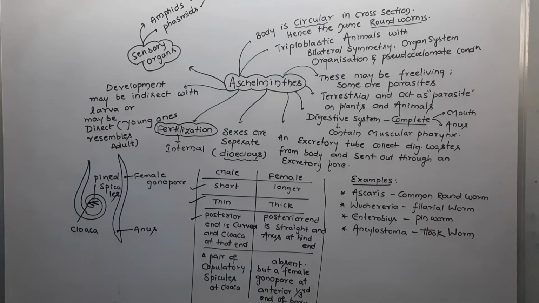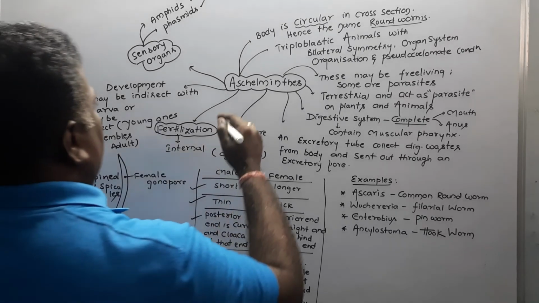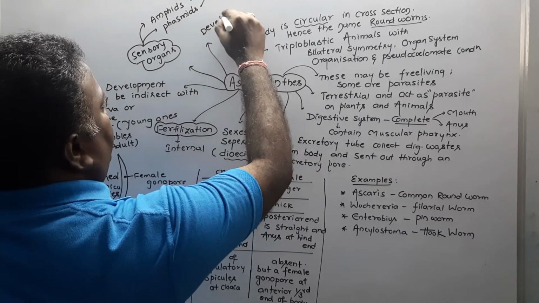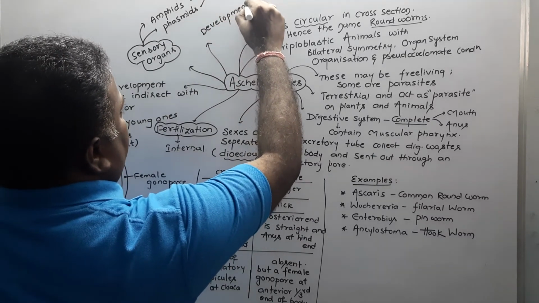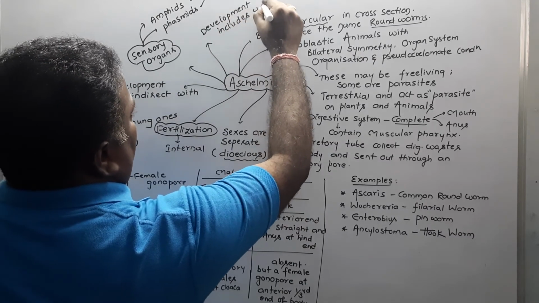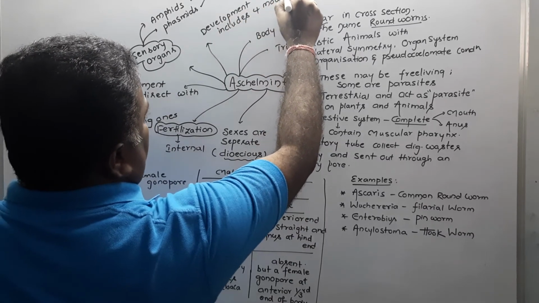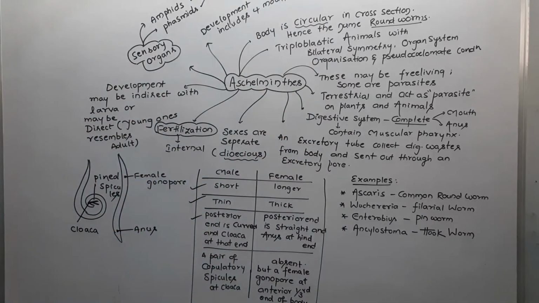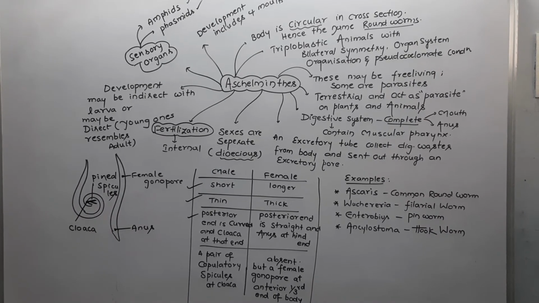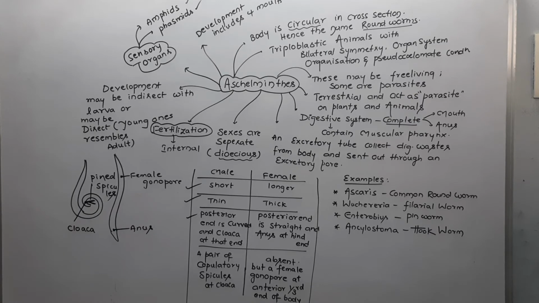This is one of the most important phyla that you must learn carefully. Don't forget that development includes 4 moults. The development of every parasitic worm includes 4 moultings. That is one of the important points, very important from the NEET point of view. Dear students, please read this very carefully, each and every point.